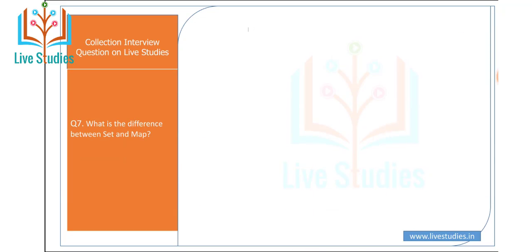Another question is, what is the difference between set and map? The difference between them: set contains values only, map contains both key and value. Set contains unique values, map can contain unique keys with duplicate values. Set holds a single null value, whereas map can include a single null key with n number of null values. Means map. Okay.